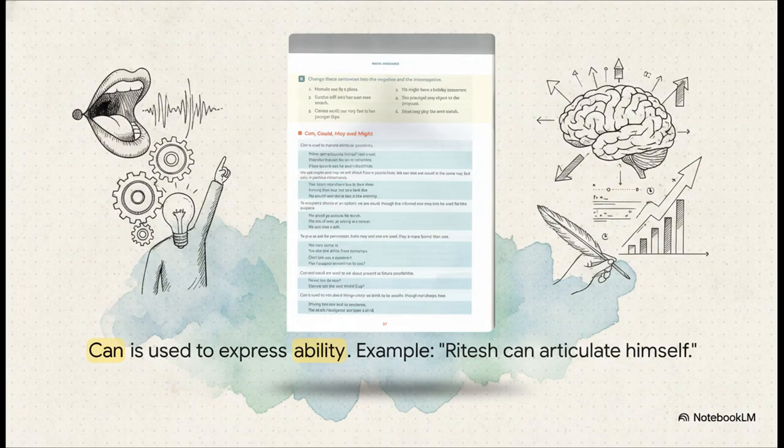All right, let's start with can. You probably use this one all the time to talk about what someone is able to do, right? It's about capability. So in this sentence, can tells us that Ritesh has a real skill for communication. It's just a straight-up fact about his ability.